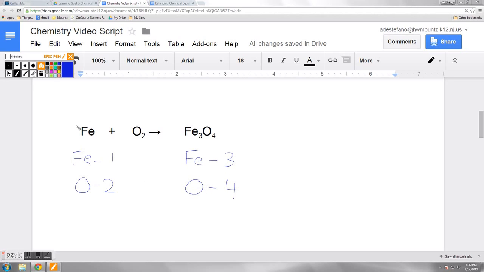Since we have lower numbers in the reactants, we know we need to start there. By adding a 3 coefficient in front of the iron, we now have 3 irons in the reactants to match 3 irons in the products. And if we add a 2 coefficient in front of the oxygen, we now have 4 oxygens in the reactants to match the 4 oxygens in the products. Remember to start on the side that has the lower number of atoms.